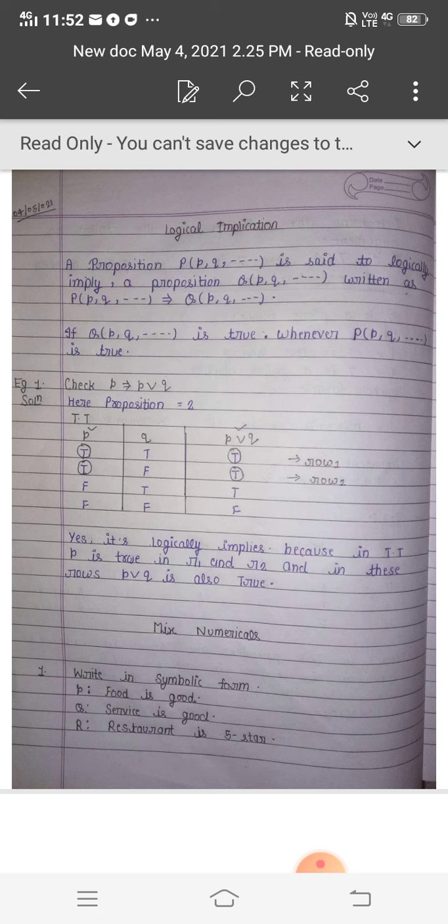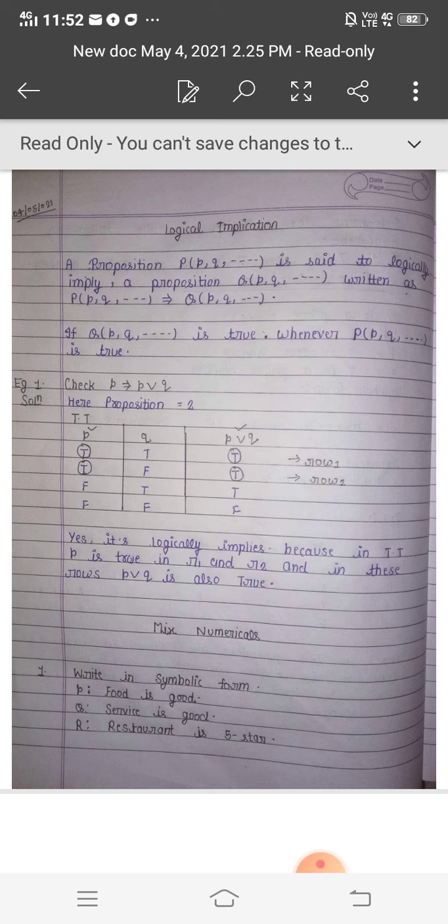Here we will check P. It is given before the symbol, and afterwards the conclusion is P or Q. So we will check P is true in row 1, row 2. Similarly, we will check P or Q is also true in row 1 and row 2. As the condition is satisfied, we can say yes, it logically implies P or Q, because in the truth table P is true in row 1, row 2. Similarly, the conclusion P or Q is also true in these rows.